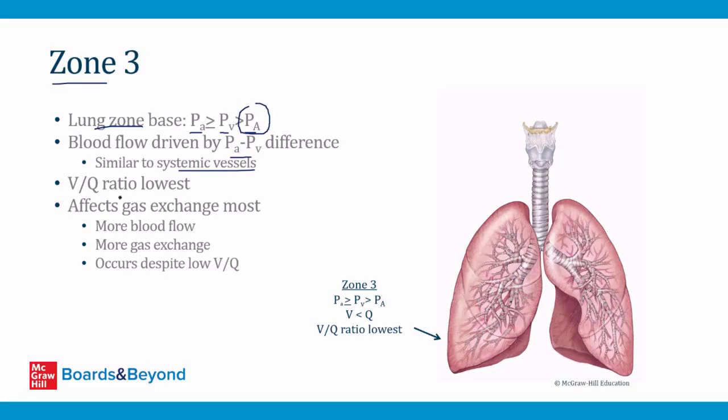And then as we talked about earlier, in zone 3, the VQ ratio is the lowest, but despite that, zone 3 affects gas exchange the most, and that's because of what we've already talked about. You get the most blood flow through zone 3, so this is where the most gas exchange occurs, despite the fact that it has a low VQ ratio. Zone 3 is really the workhorse of the lungs. It does a lot of the work of oxygenating our blood because it receives the most blood flow.